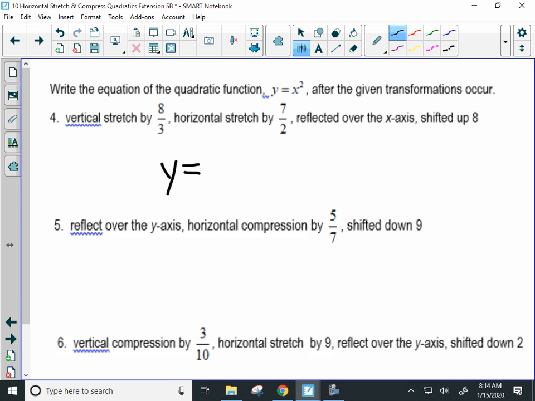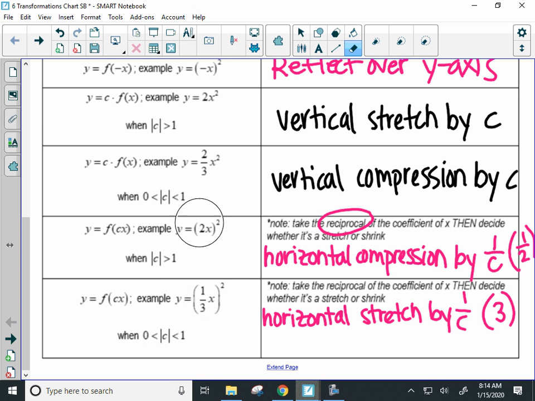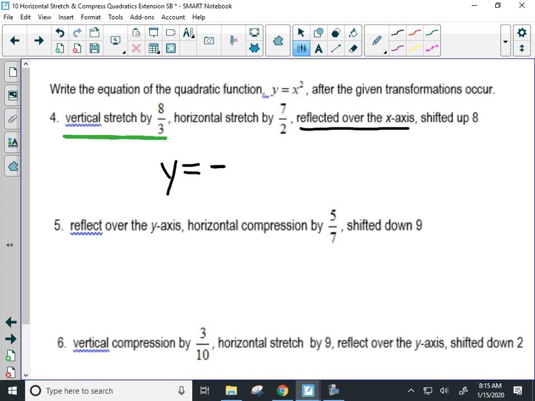The first thing I write is always, if there's a minus sign for reflecting, which I do have. I have a reflection over the x-axis, so I have to put that minus sign first. And I've taken care of it. The next thing I would deal with, outside the parentheses, would be any vertical stretch or compression, which I do have here. I have a vertical stretch. Now that vertical stretch, remember, if I look at my transformation chart here, you stretch by the number. You don't change that number that's in front. It's by that constant. So I'm stretching by 8/3. I'm putting 8/3 in my equation. So far I have negative 8/3. That's all that happens in front of the equation.